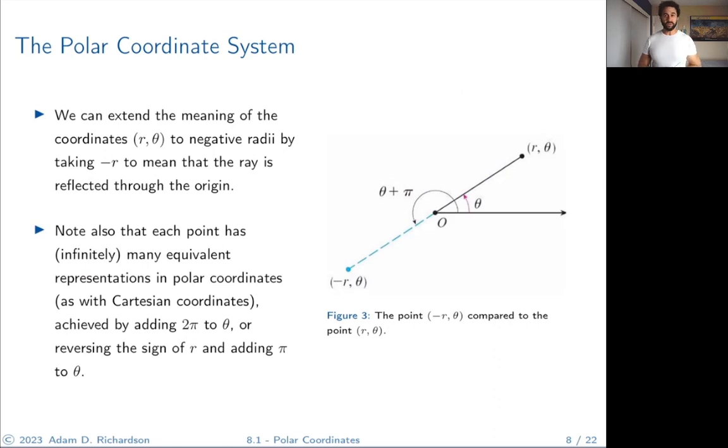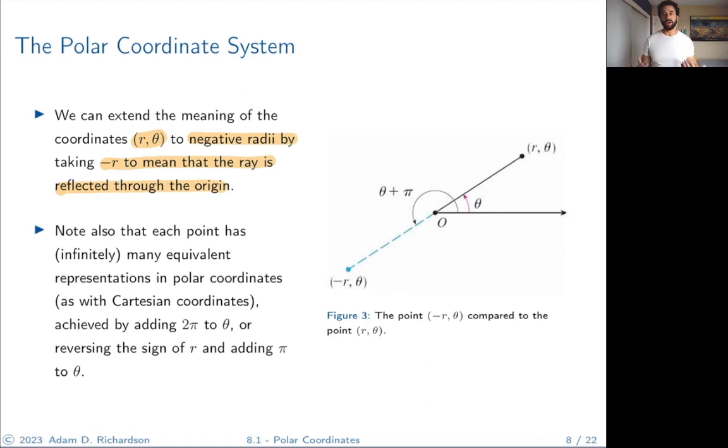So one of the cool things about polar coordinates that's a little bit different than what we've seen before is that we can extend the meaning of the coordinates r comma theta to negative radii by taking negative r to mean the ray that is reflected through the origin. So what I mean here is you can have a negative first coordinate.